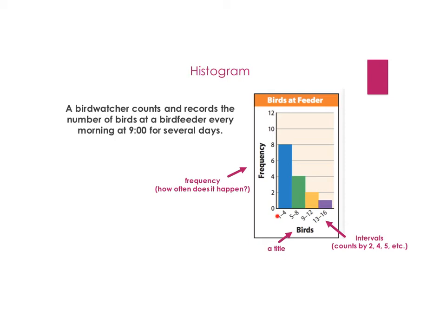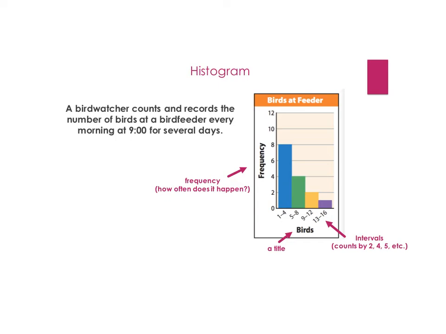Notice that this one goes from 1 to 4, but this one doesn't go from 4 to 8. It goes from 5 to 8. Because if we have a 4 in this group, we cannot have another 4 in this group. 4 can only be in this group, so it has to start the next number, which is 5. Okay? When we do our own, we'll talk more about that. And then on this vertical, the y-axis, we have frequency. Frequency just means how often does it happen.